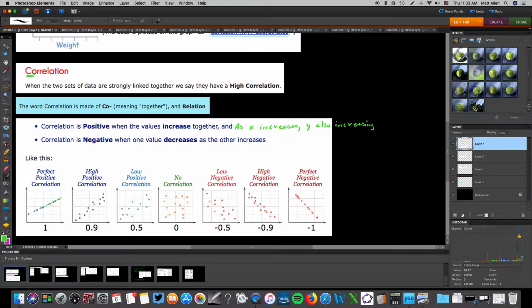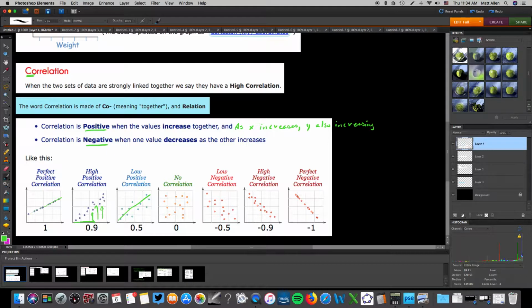When you see a high positive correlation, these are instances where as x is getting bigger and bigger, we can see that our y values are getting bigger and bigger as well, just not perfectly. So we would refer to this as a high positive correlation, whereas this here we can still see as one's getting bigger and bigger, the other one's getting bigger and bigger, but not as closely connected. So we would call that a low positive correlation. No correlation would be maybe this scatter plot where the x and the y don't seem to have any relationship with each other whatsoever.